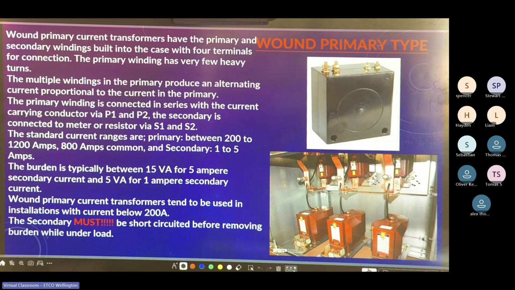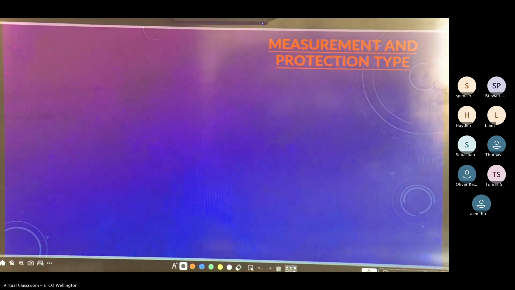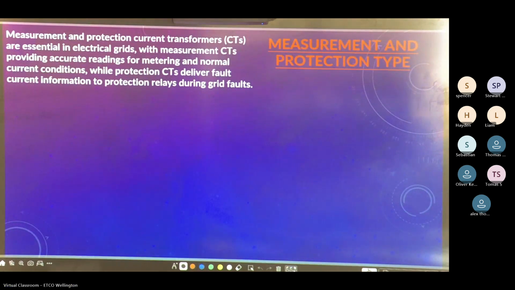That is the most important thing with either a CT or a PT, because if you don't, high current could flow in the secondary. Cool. The measurement CTs and protection current transformers are essential in electric grids, with measurement CTs providing accurate readings for metering and normal current conditions, while protection CTs deliver fault current information to protect relays during grid faults.